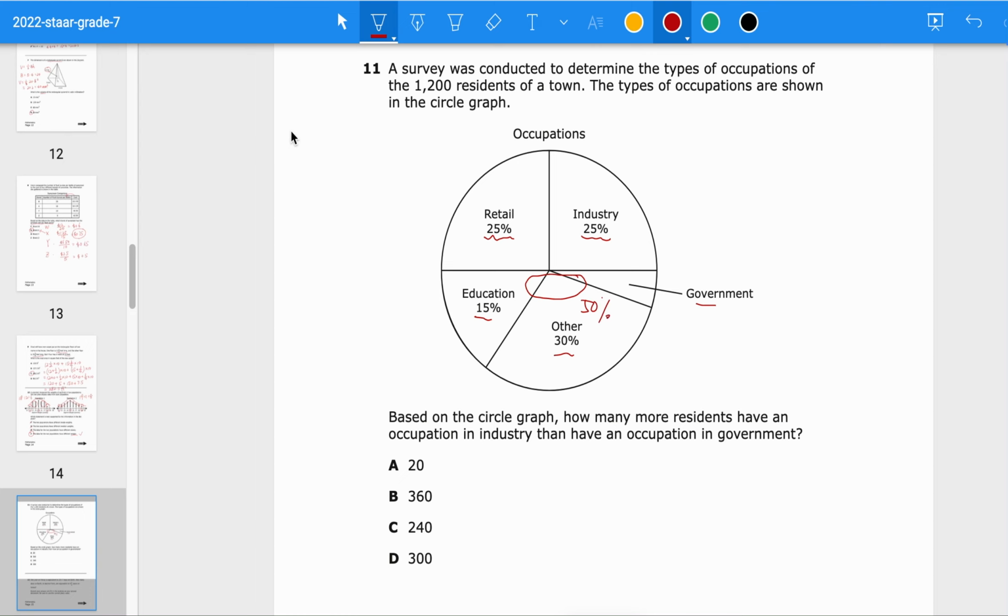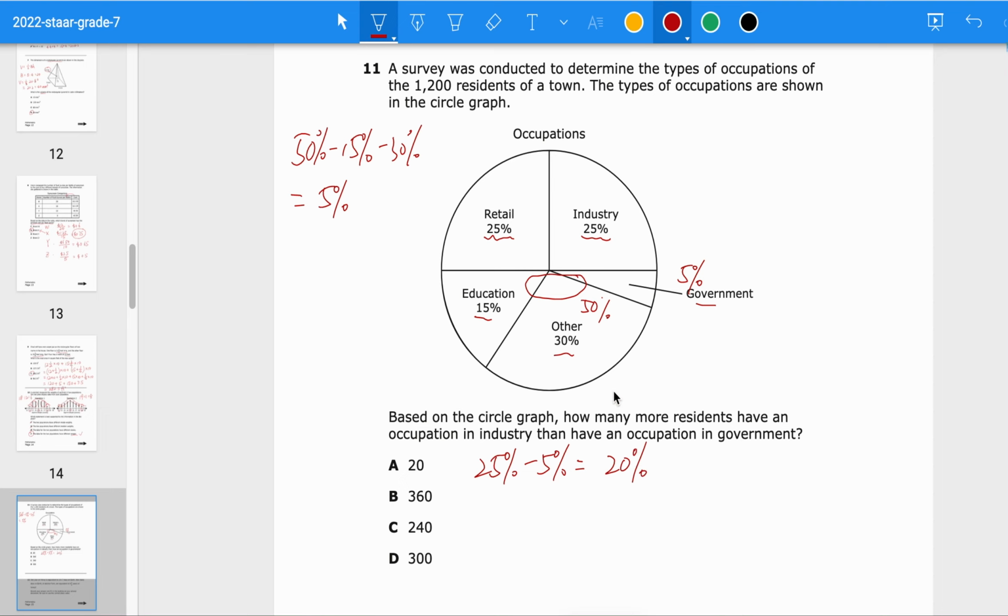So the percentage for the government is 50% minus 15% minus 30%. What is that? That is 5%. So that means government is taking 5% of the occupations. And we know industry is 25% and government is 5%. Which means industry is 20% more than the government.